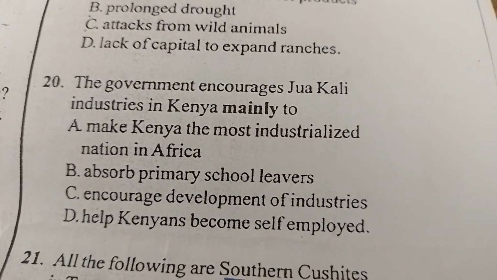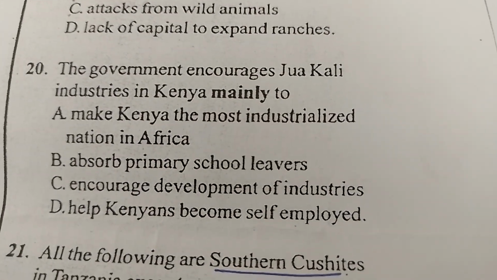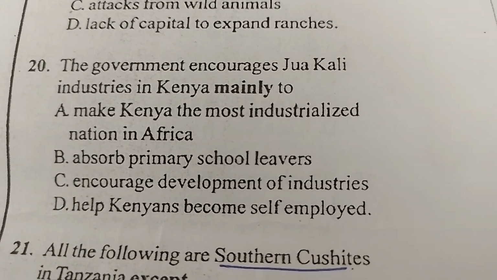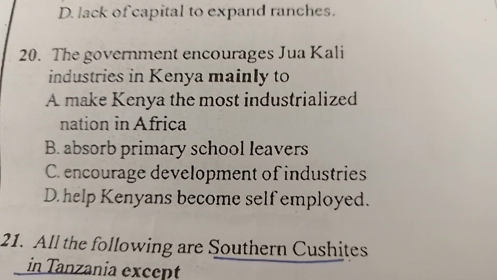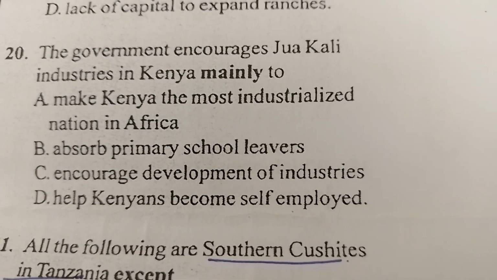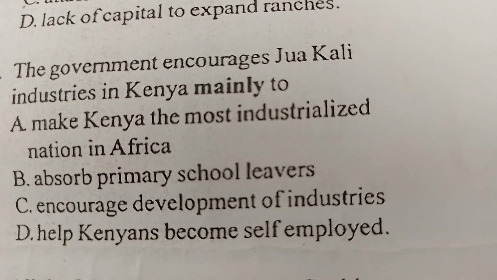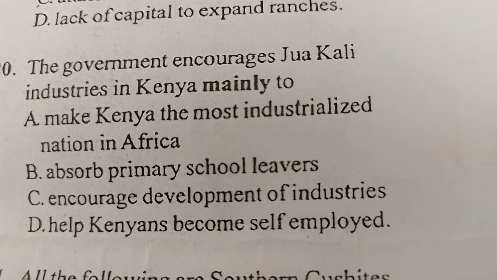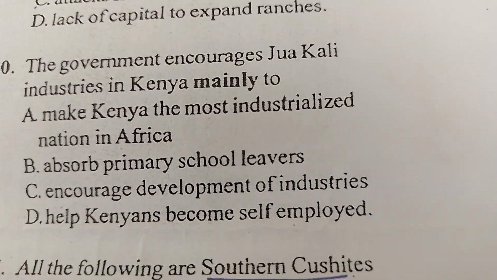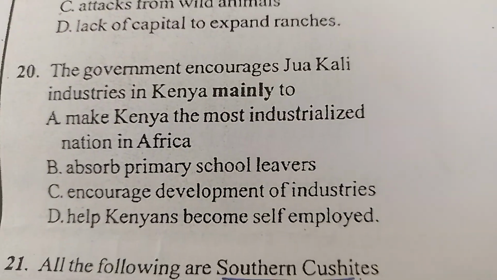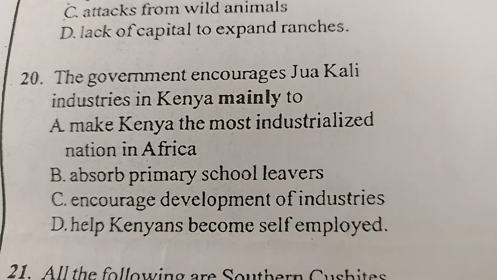The government encourages Jua Kali industries in Kenya mainly because, number one, to make Kenya the most industrial country, it's one of the objectives. Absorb primary school leavers, another objective. And encourage the development of industries, yes. Help Kenyans to become self-employed, that's the main one. Self-employment or self-reliance. Boys and girls, if you are watching, we have this question being brought in any paper, Jua Kali industries, self-reliance or self-employment.